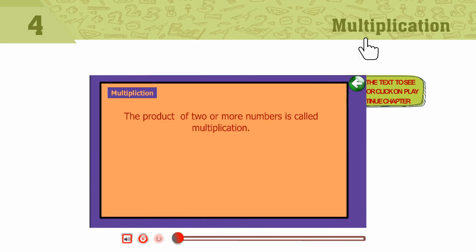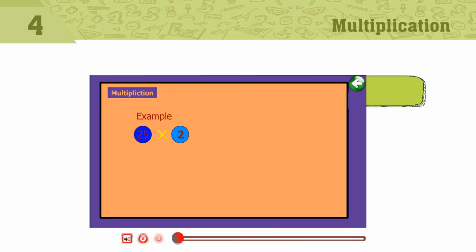Multiplication. The product of two or more numbers is called multiplication. This is the symbol of multiplication. It is called "into". Example: 2 into 3 is equal to 6. 25 into 2 is equal to 50.